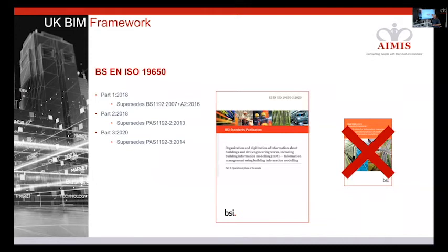This one here was released this year. This is Part 3 of ISO 19650, and it supersedes Part 3 of the PAS 1192 document. So this is the document that explains BIM through the operational phase of assets, whereas the past two were the delivery phase of assets. This is the operational phase, and PAS 1192 Part 3 is now withdrawn. We can't specify that anymore.